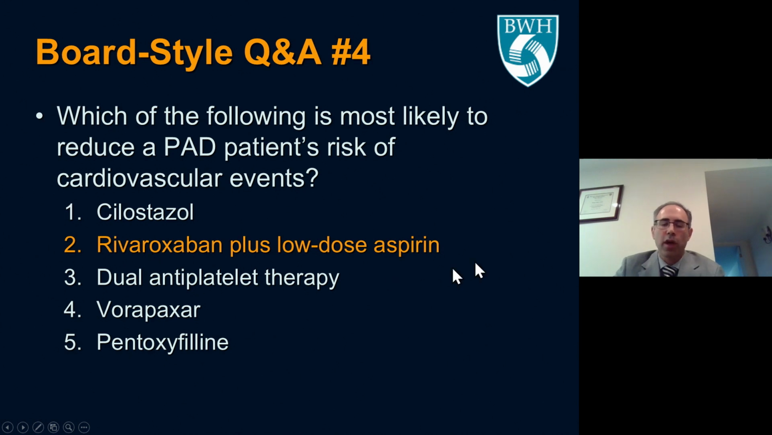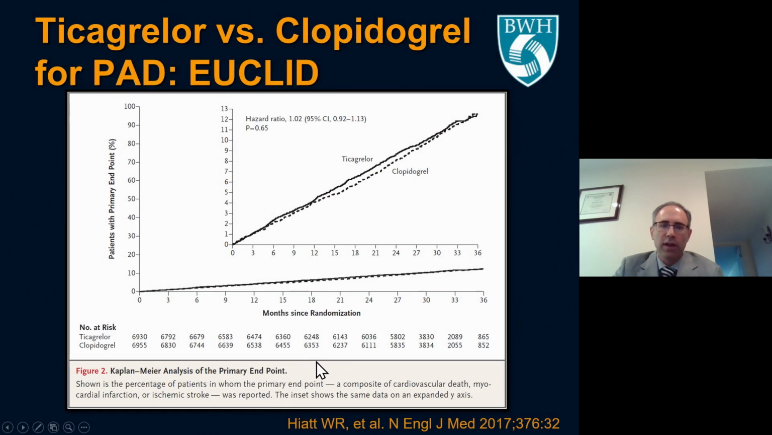COMPASS trial, which we're going to talk about, showed a very nice reduction with a combination of rivaroxaban and low-dose aspirin. Dual antiplatelet therapy has been pretty disappointing. Vorapaxar has shown some promise, but it's really underused and very high risk of bleeding there, and certainly not as impressive as rivaroxaban and low-dose aspirin. Trental really doesn't do much of anything in these patients.